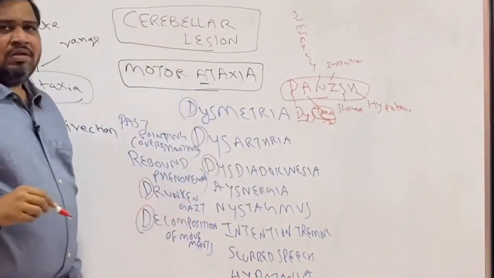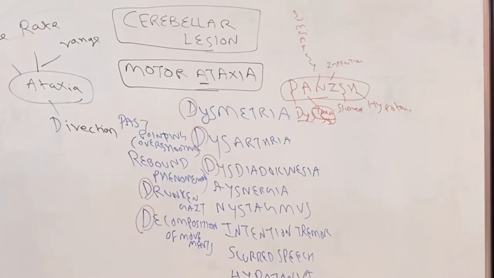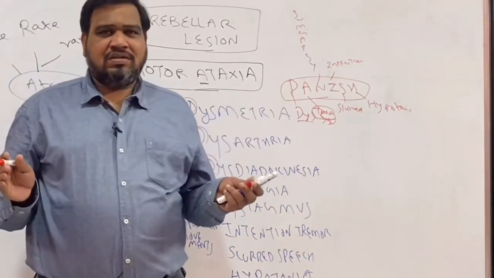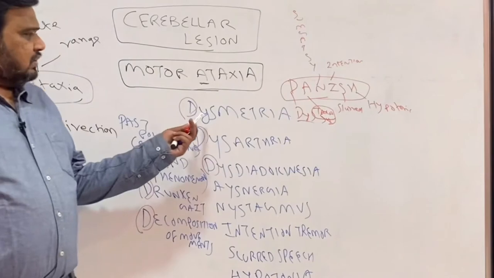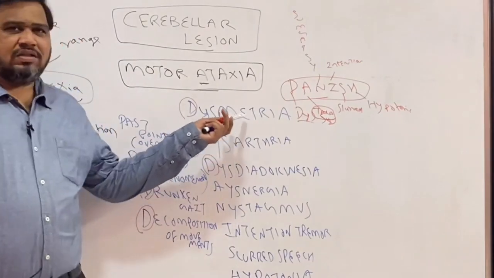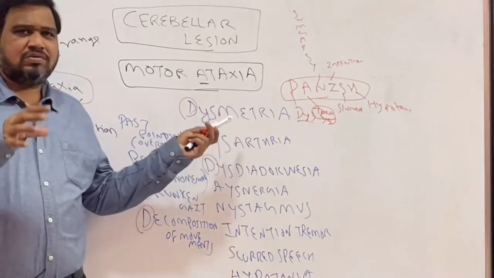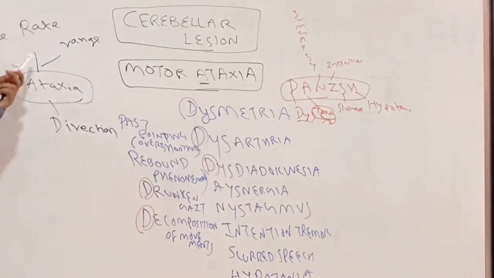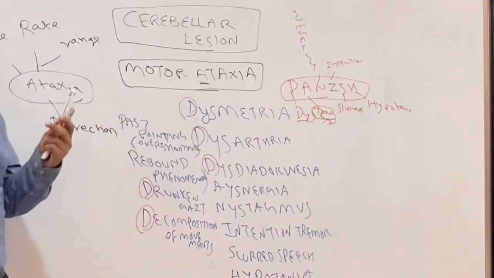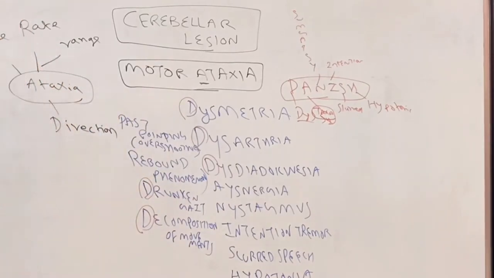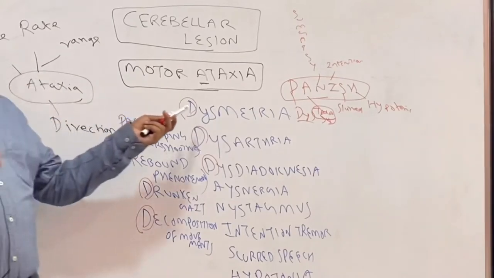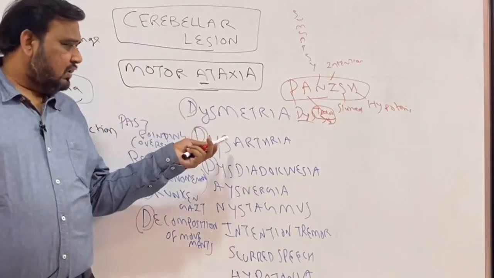A for ataxia. So you remember it, it becomes very easy. The cerebellar lesions. What is dysmetria? Dysmetria is nothing but the same thing that I discussed. So there will be incoordination in rate, range, force and direction of movements. Similar to ataxia. So that is dysmetria.